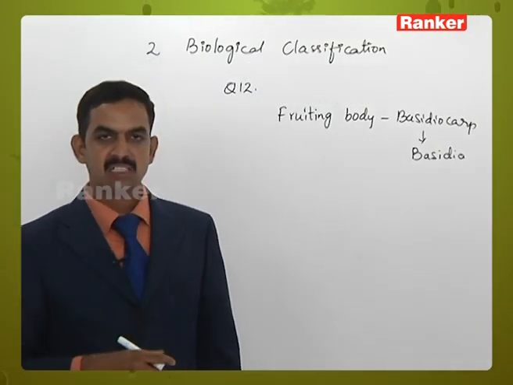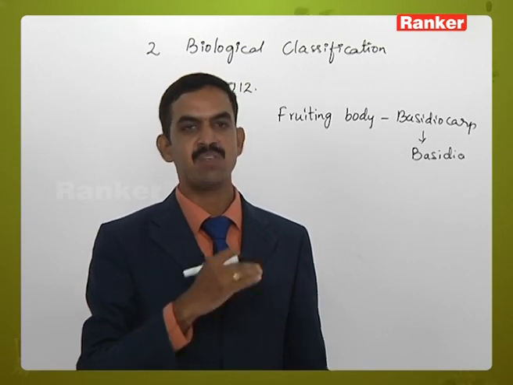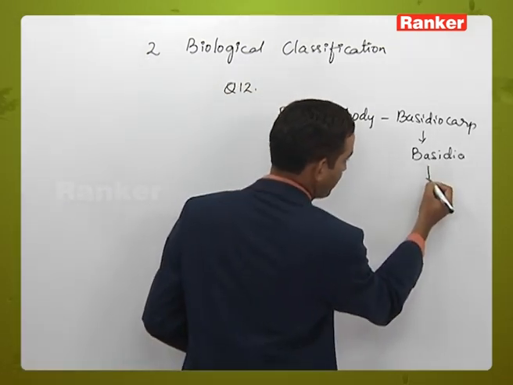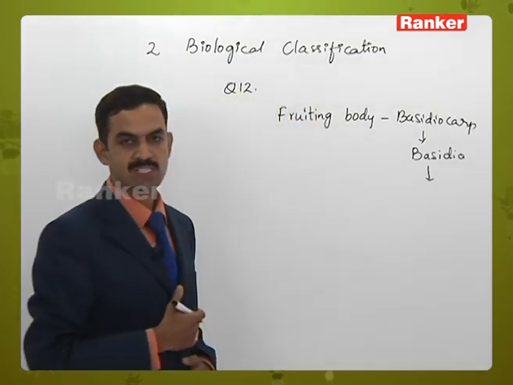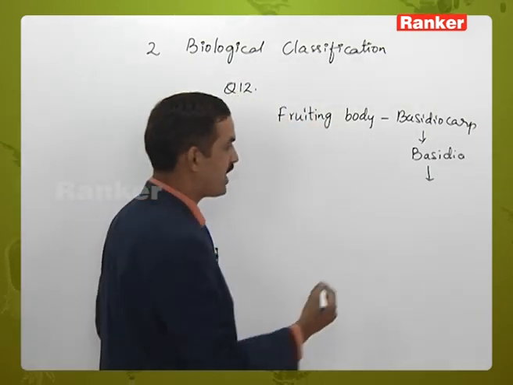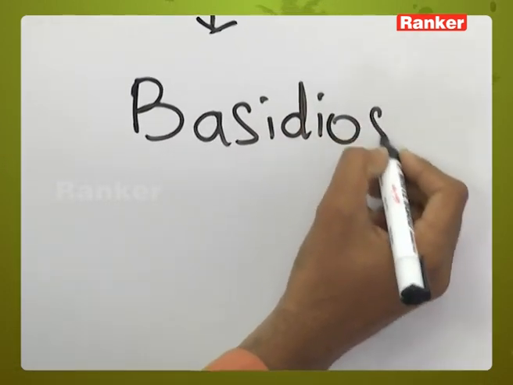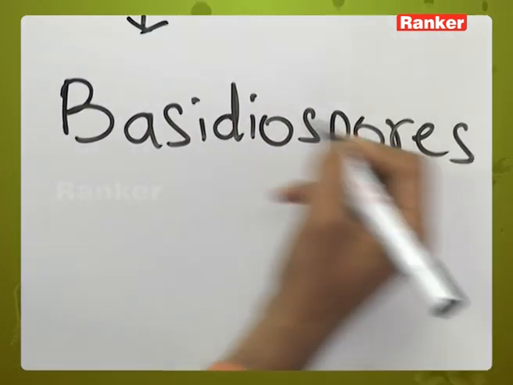Inside the basidia, karyogamy and meiosis will take place. Because of meiosis, it produces haploid spores inside it, and those haploid spores which are formed are called basidiospores.